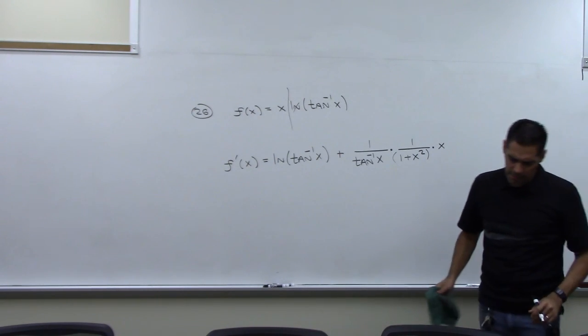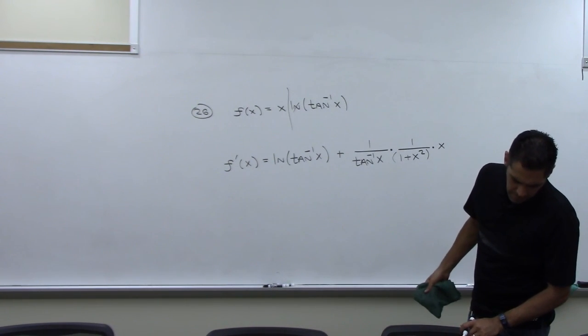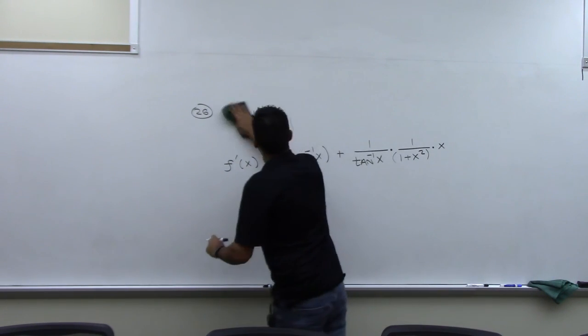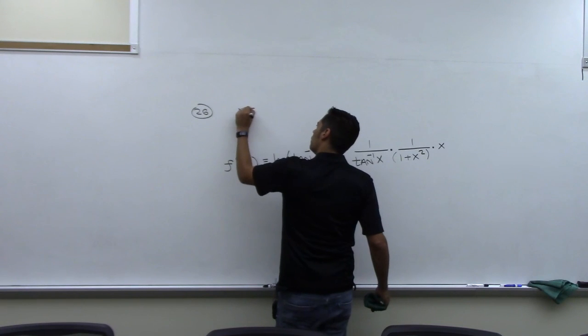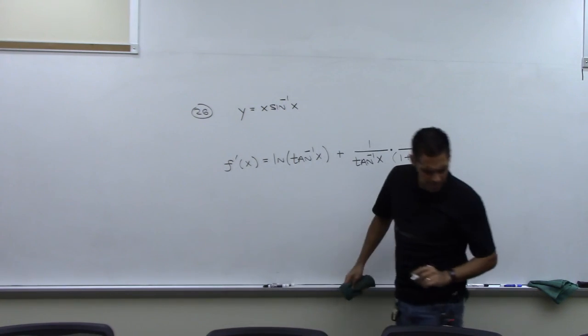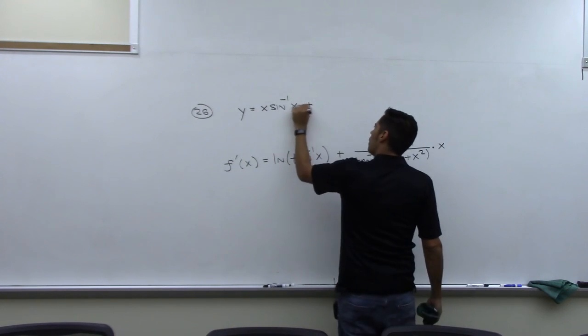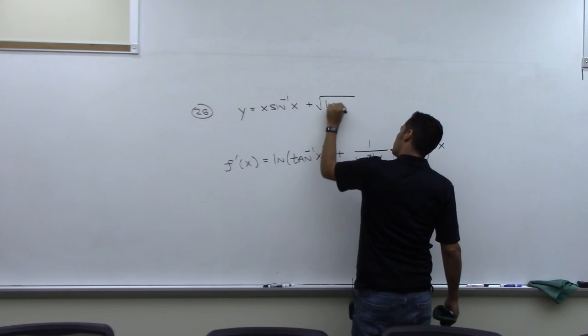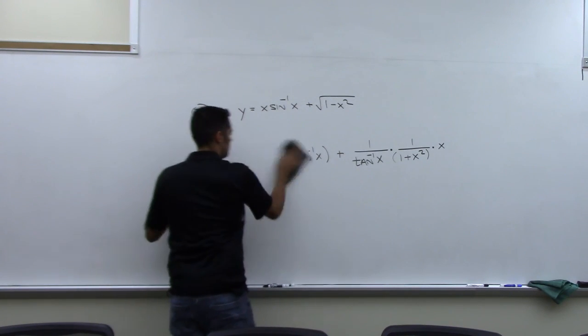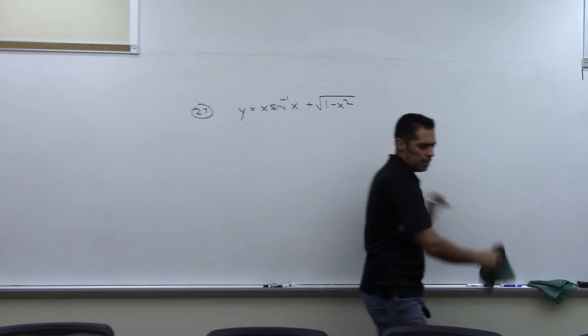Okay, 27, this is my last one. X arcsine x plus root 1 minus x squared. X arcsine x plus square root 1 minus x squared. I just have a feeling the algebra on this one's going to get ugly, that they're going to want to clean it up.